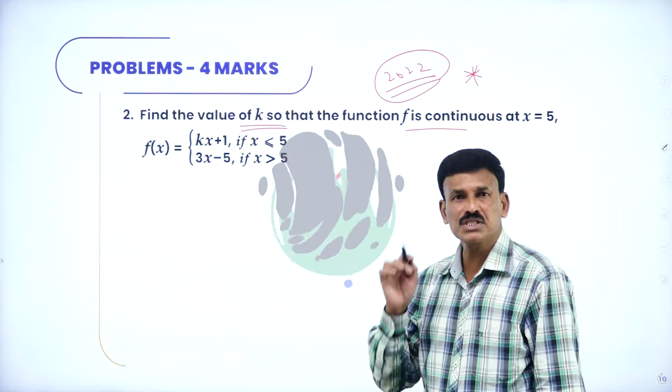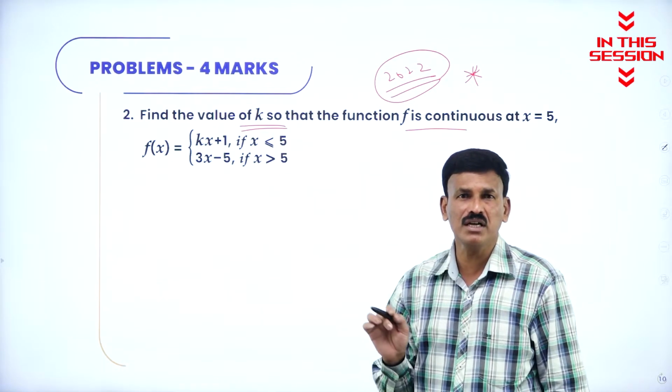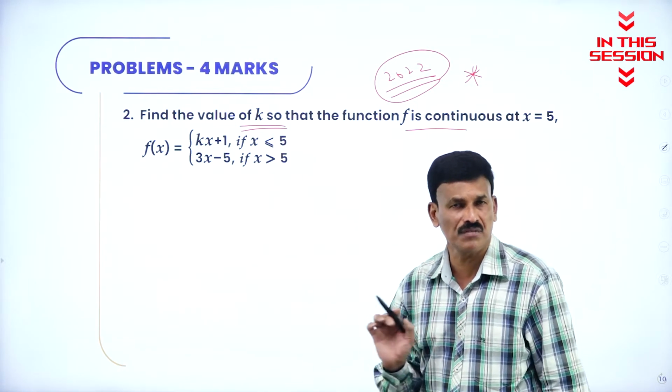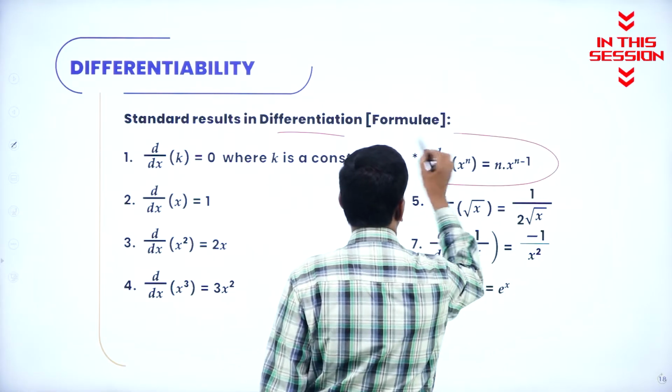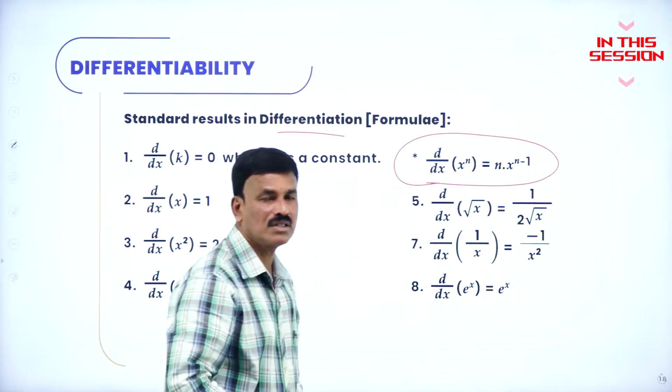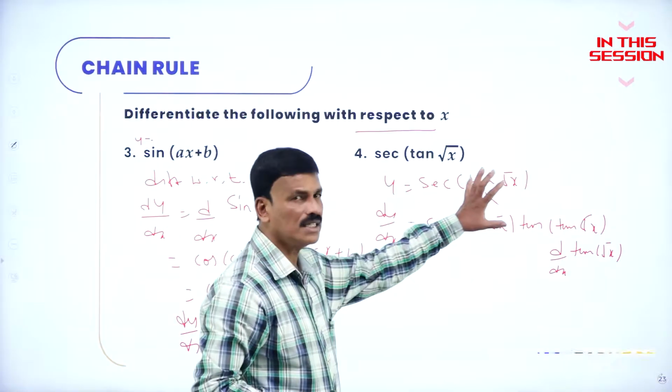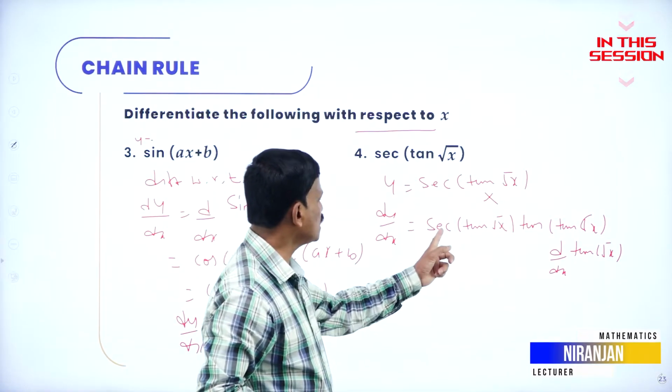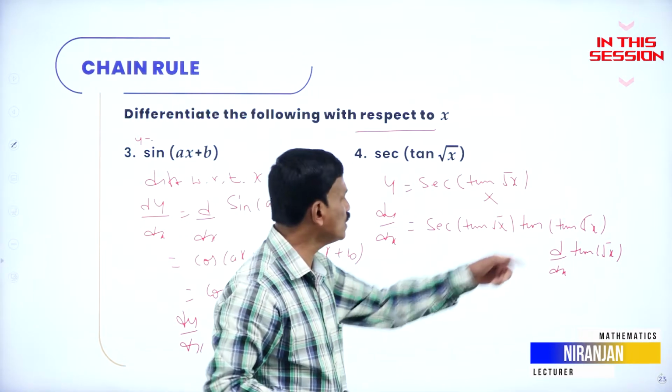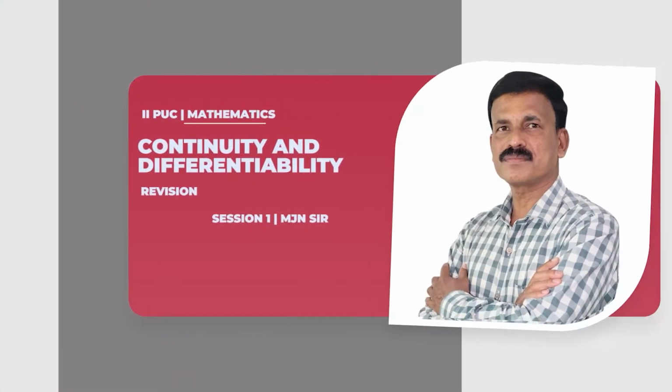The left hand limit is equal to right hand limit is equal to functional value. If such is the case, find out the value of k. d by dx of x to the power of n is nx to the power of n minus 1, where n is a rational number. Tan x is the inside function. Differentiation of secant x is secant x tan x into d by dx of tan root x.